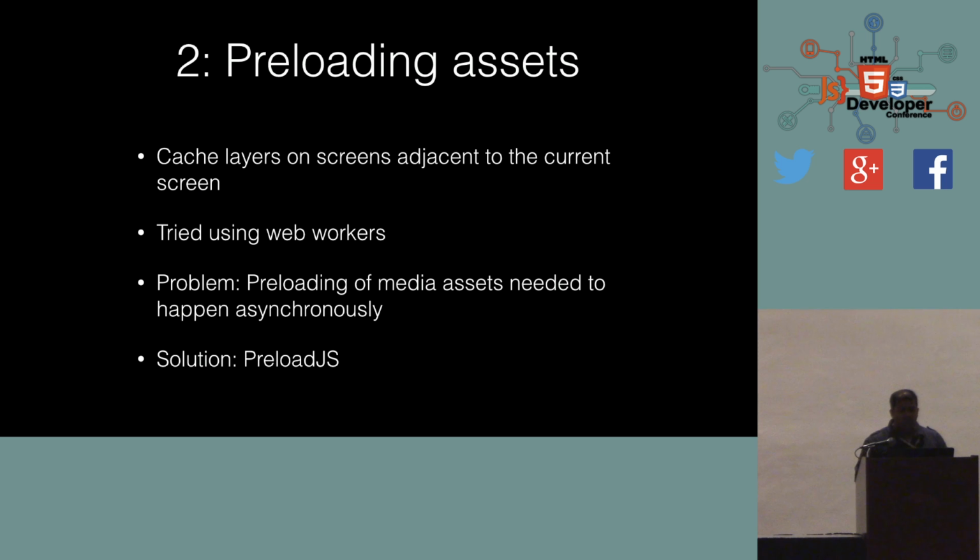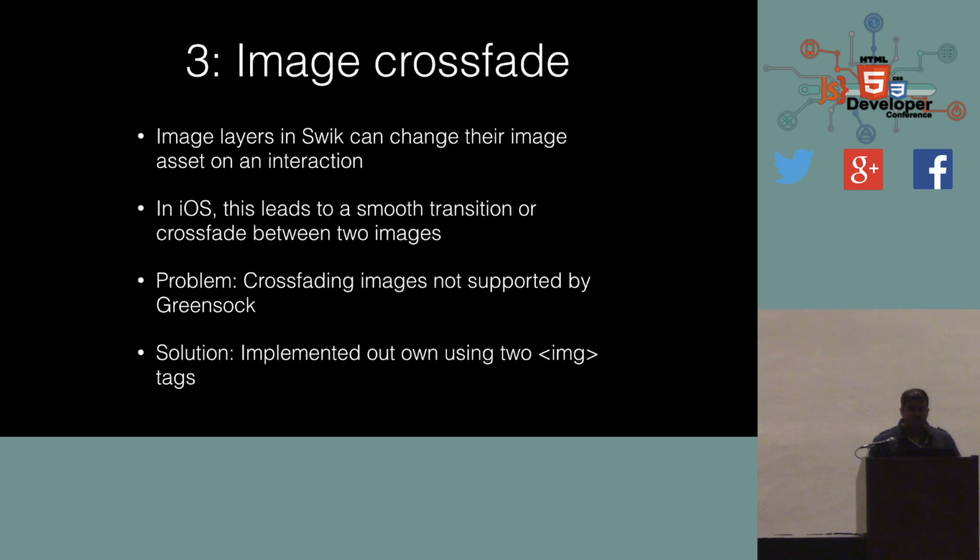And the third problem we faced was, one of the things you can do is for each layer, you can change the layer's image asset. So a behavior or an interaction can change the layer's image asset. So in iOS, when you do this change and you animate over it, it gives you a nice transition or a crossfade effect. Whereas in HTML or CSS, we weren't really getting that. So that change would be instantaneous. So here we didn't really find a solution, so we implemented it ourselves, where essentially we're cross-fading between two images using two IMG tags, so that one image fades out while the other one fades in, and it gives you a nice crossfade transition.